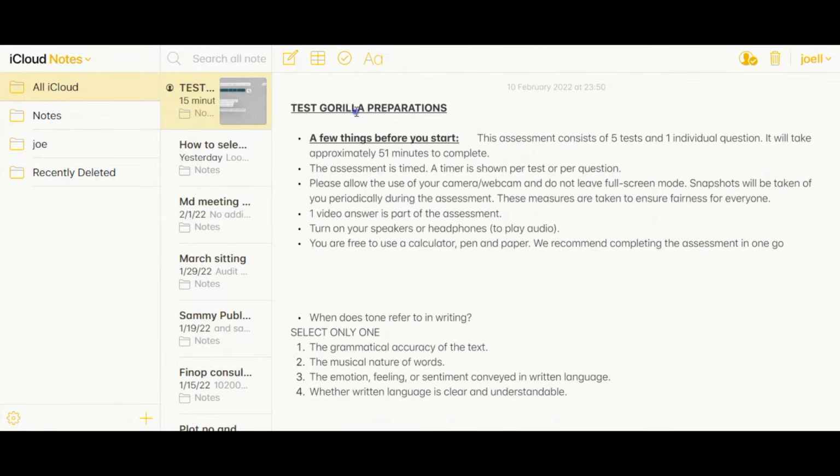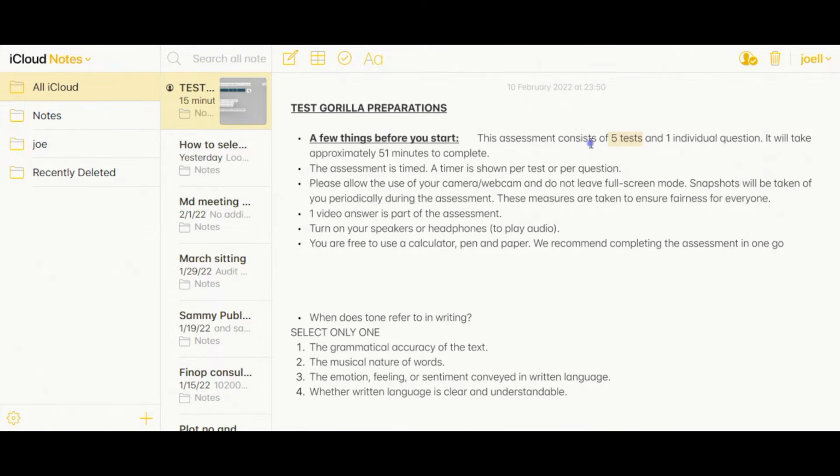And here you can see TestGorilla preparations. A few things before you start. These are some of the few things you should look out for before you start. The assessment consists of 5 tests. You should keep note of this because the assessment is for 59 minutes or 1 hour, which is preset. Once they give you each set like 10 minutes, it's a countdown. Once 10 minutes are done, it will automatically disappear. So you have to manage your time effectively.